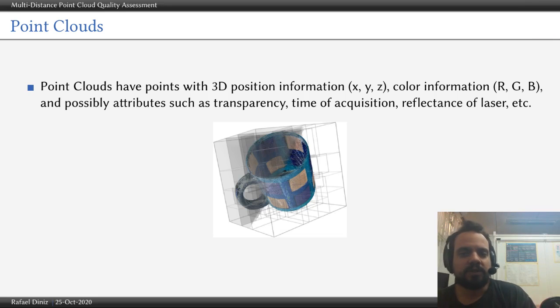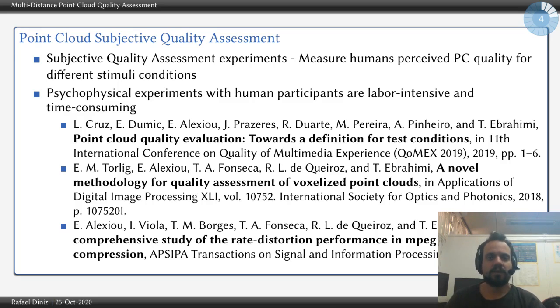So, what are point clouds? Point clouds are basically a structure that contains data related to 3D positions, typically X, Y, and Z, and color information, typically RGB, and sometimes other attributes like transparency, time of acquisition, reflectance to laser, normals, and so on. So, going to our topic.